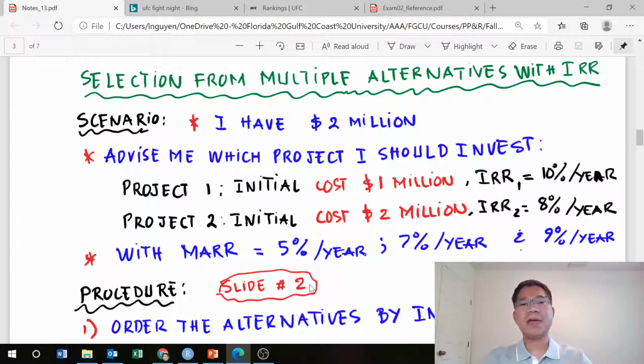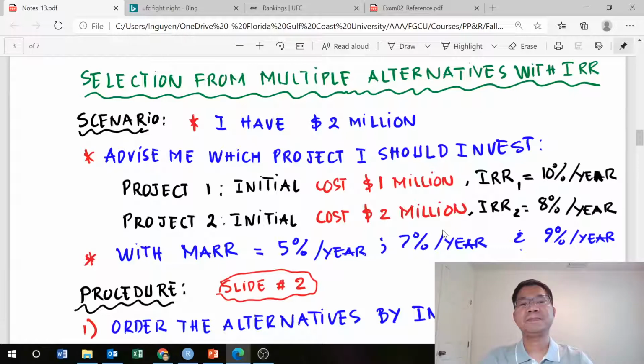And of course, I need to tell you what my expected return is. So I have a few scenarios that I'm wondering about. What if my minimum attractive rate of return is 5% per year? Which project would you advise me to go with? If 7% per year of minimum attractive rate of return, that is the hurdle rate that I need to get above, then which project, 1 or 2, should I go with? And with 9% per year, then which project should I go with?